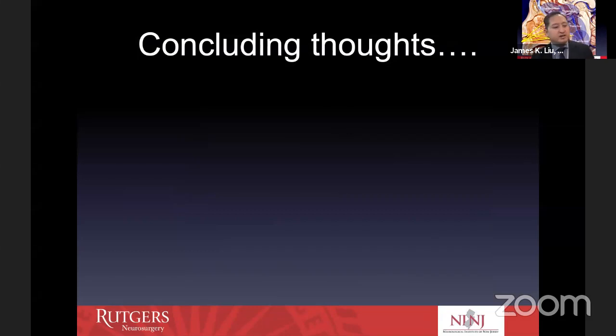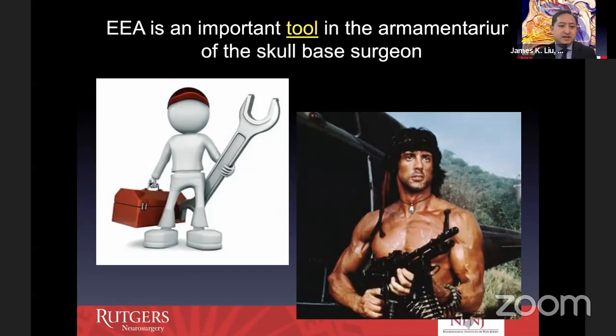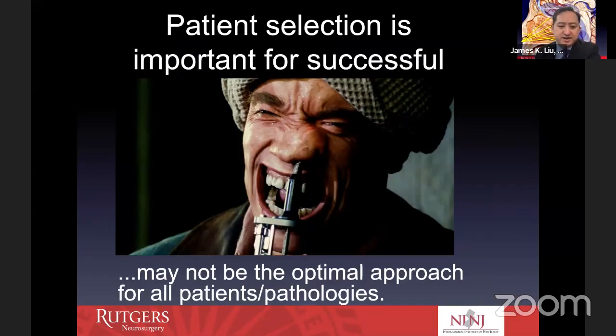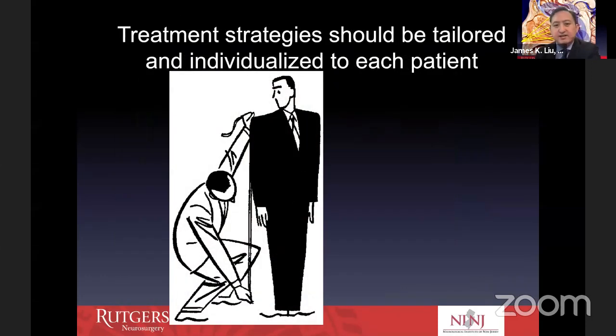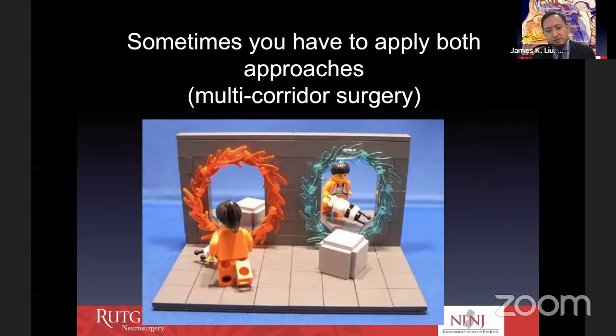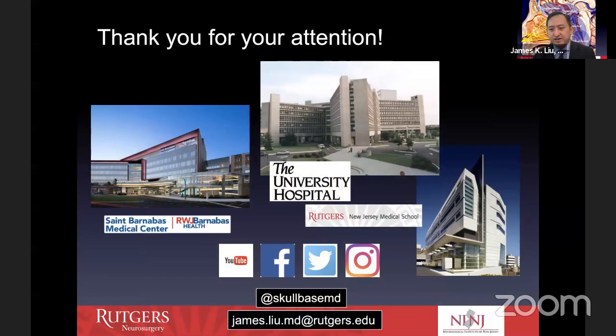So my concluding thoughts: the endoscopic endonasal approach is an important tool in our armamentarium for the skull-base surgeon. It's just a tool. And patient selection is very important for success. And it may not be the optimal approach for all patients and all pathologies. So we have to be tailors and tailor the strategy and the treatment to each individual patient. And I think in this day and age, we have to have expertise in all approaches, both open and endoscopic, in contemporary skull-base surgery. Sometimes you have to use both approaches and use a multi-corridor strategy. And with that, I thank you for your attention.